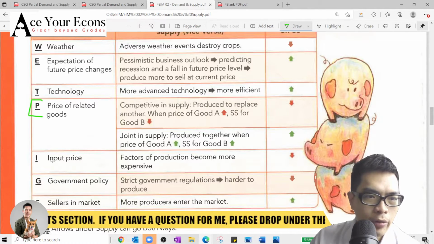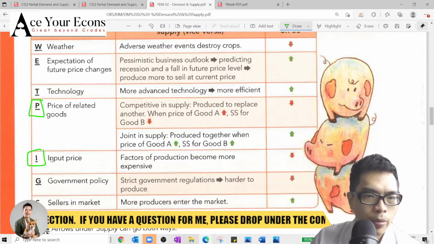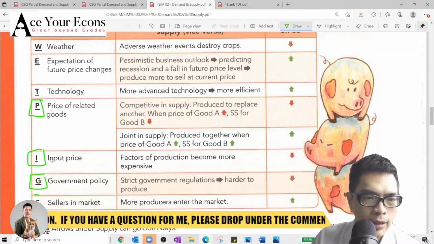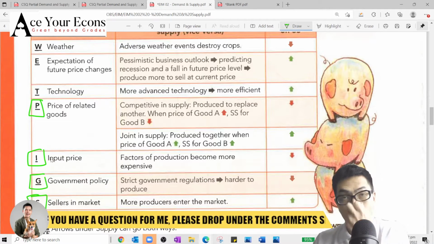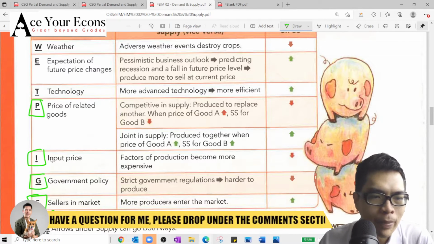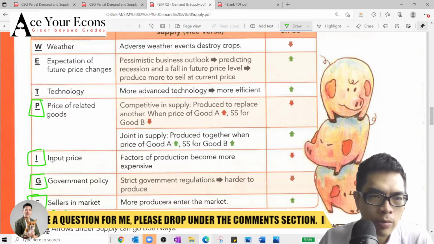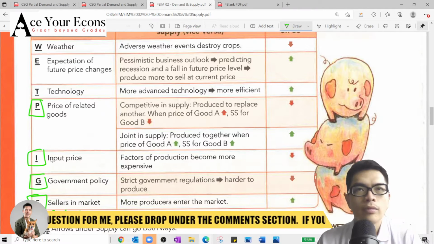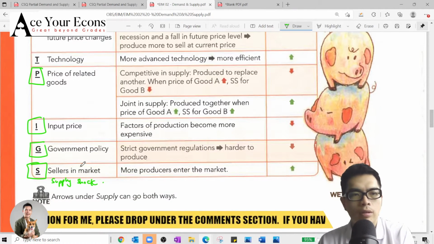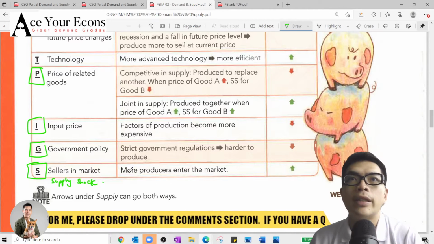Okay, so price of related goods, input prices, government, and sellers in the market. Sometimes they use supply shock as well. It's used interchangeably. So I'll start with the easier one.